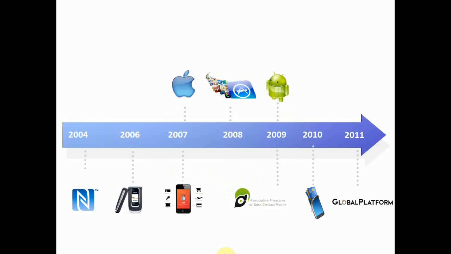In terms of history, I would say NFC and the NFC Forum were created in 2004, with the first phone appearing in 2006. So that's not, let's say, centuries ago. On the other hand, smartphones appeared in 2007, and in 2009 for Android. So that's also something which is extremely close to us right now.